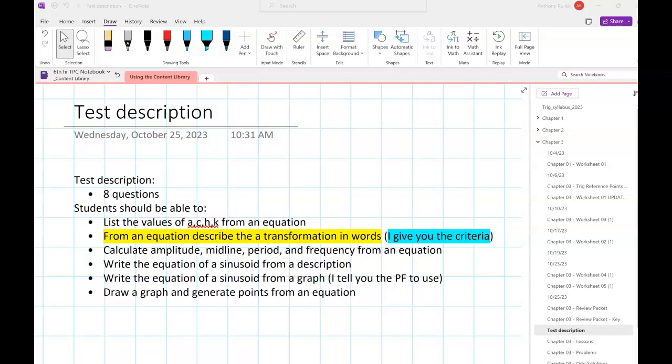So the test, 8 questions. Now some of them have multiple parts, and as you know, some of these questions are kind of lengthy. We have to do a lot of stuff inside them. That's why there's not a lot.